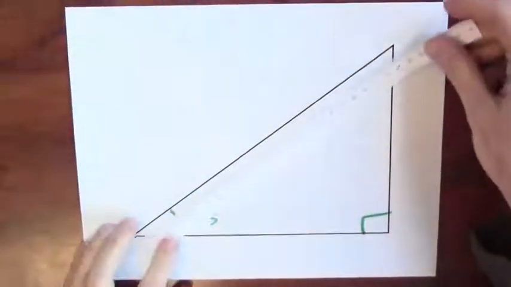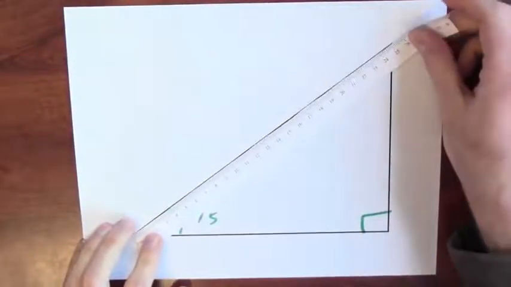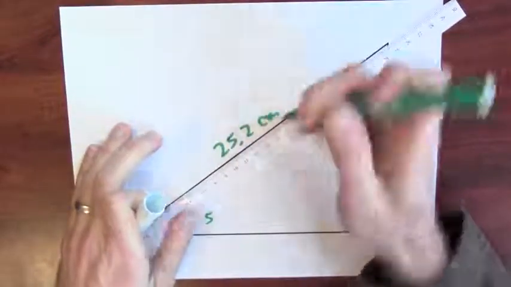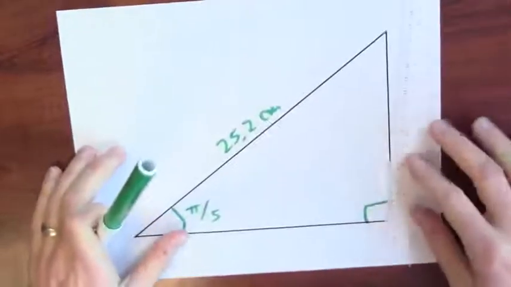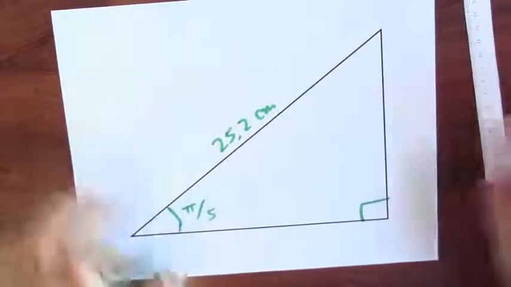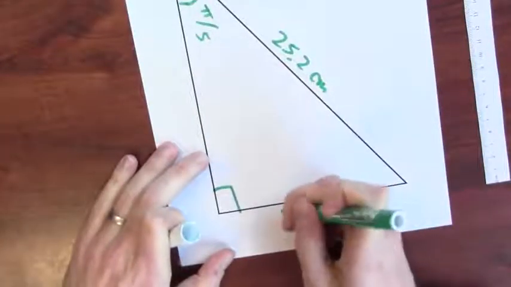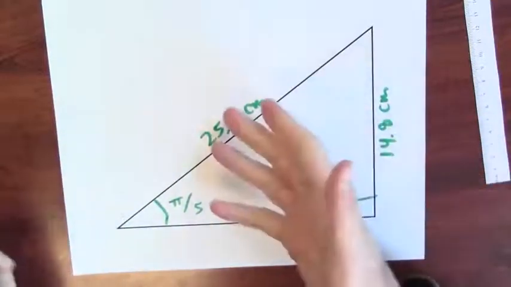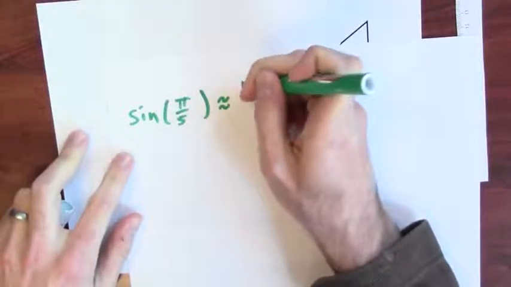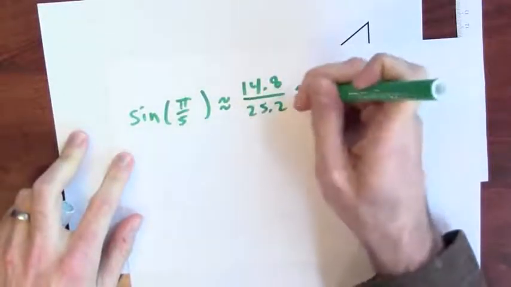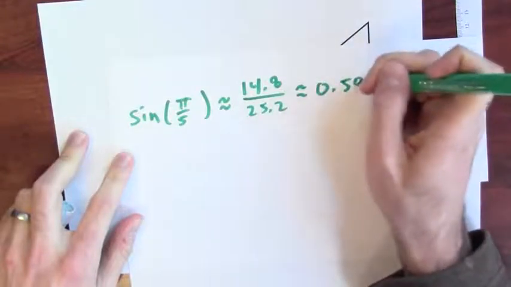I can use my little ruler to measure the hypotenuse. The hypotenuse here is about 25.2 centimeters. And I can measure the opposite side, and the opposite side is about 14.8 centimeters. And sine is the opposite side over the hypotenuse, which means sine of pi over 5 is about 14.8 over 25.2, which is about 0.59.